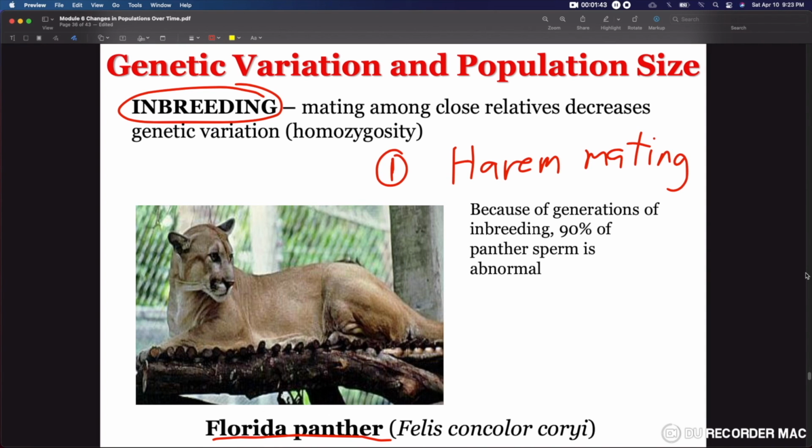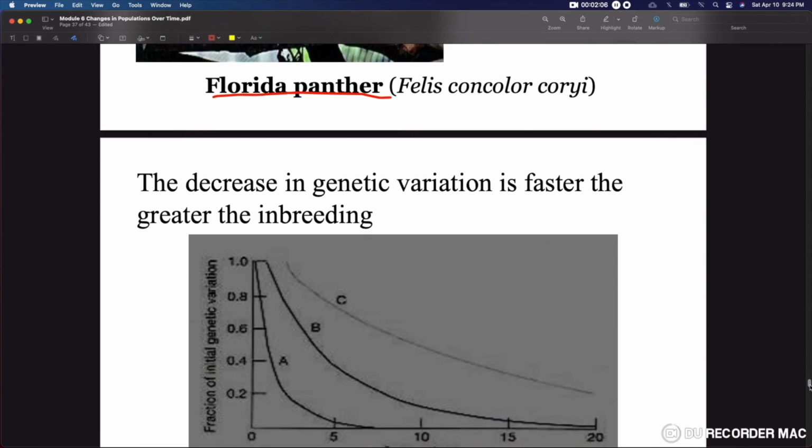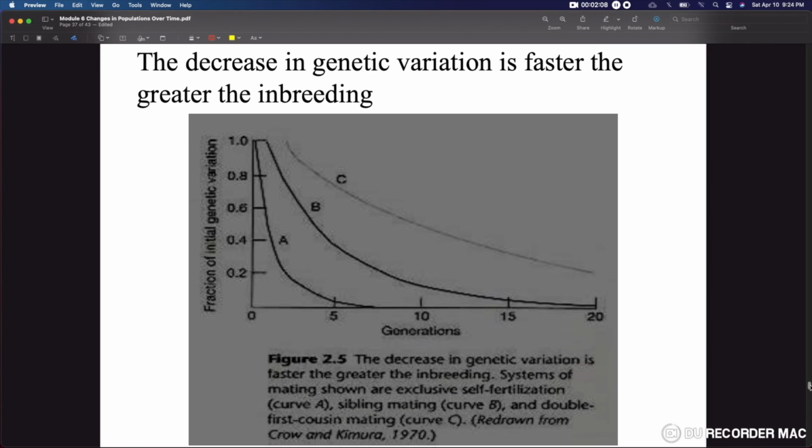That's why they have found out that in your Florida panther, since they are always inbreeding, 90% of their sperm is abnormal. So they are having a hard time conserving that organism, maintaining the number of an organism.